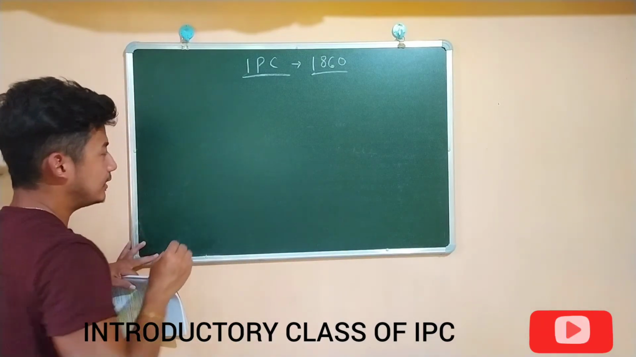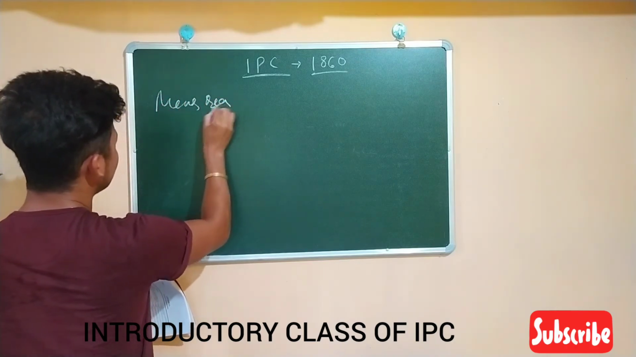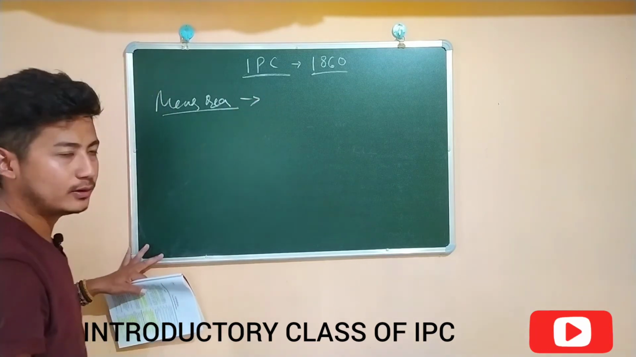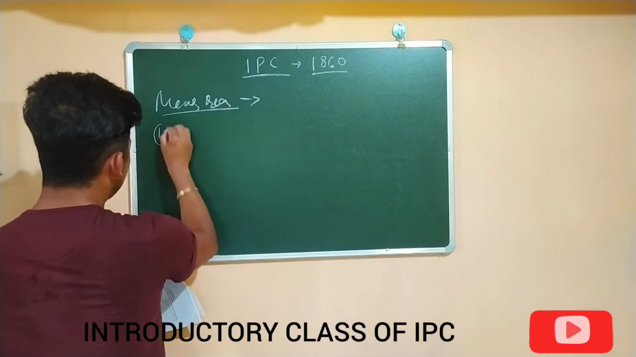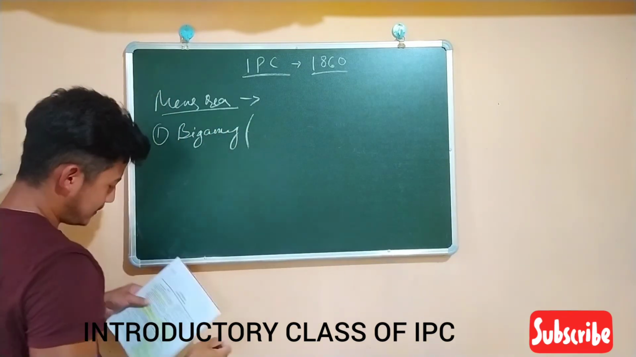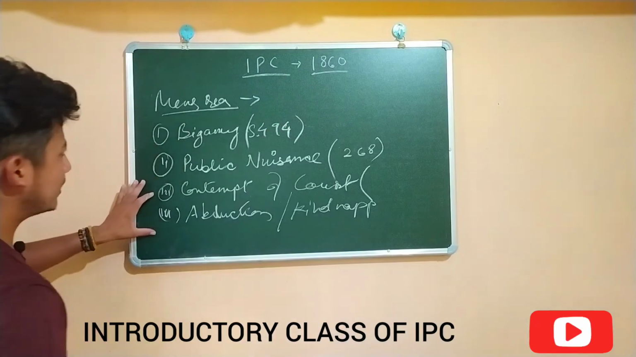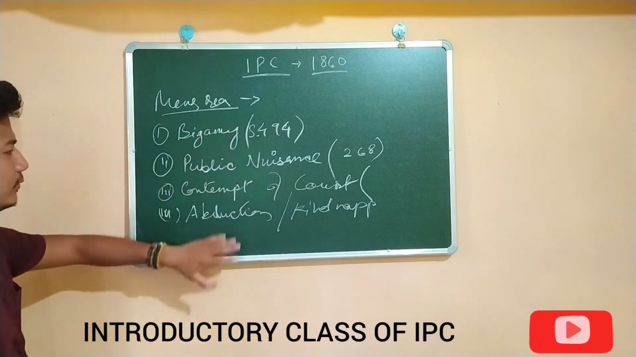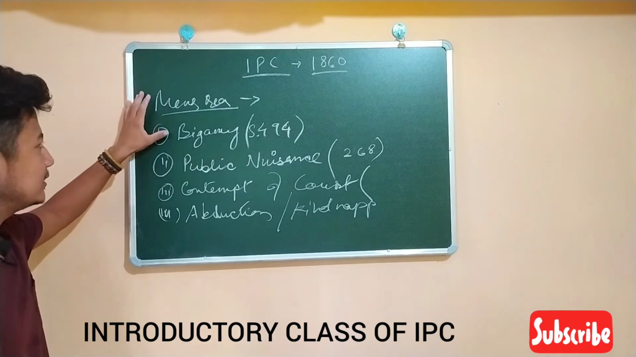Since we have seen that mens rea is an essential element, but there are certain crimes where the mens rea is not essential. Mens rea means criminal intention. In the case of bigamy, section 494, public nuisance, contempt of court, and abduction and kidnap, in the cases of these four, the mens rea is not essential. The evil motive or criminal intention is not required.